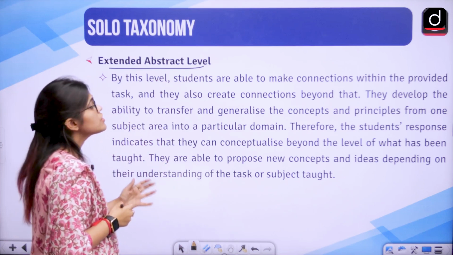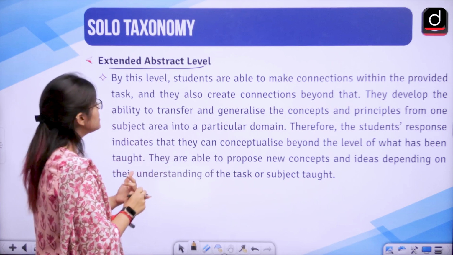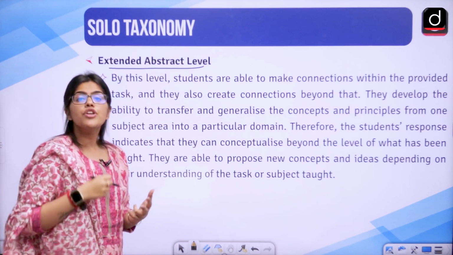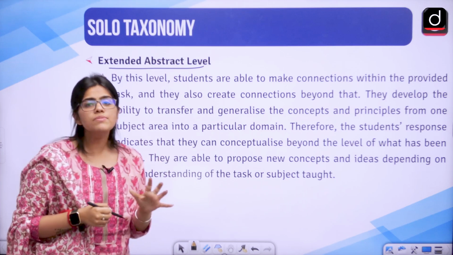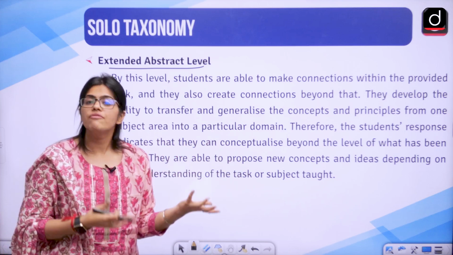By this level, the students are able to make connections within whatever they are provided with in the task. They also create connections beyond that. Now you don't only understand Bloom's taxonomy, but you will understand the SOLO taxonomy also. Why?